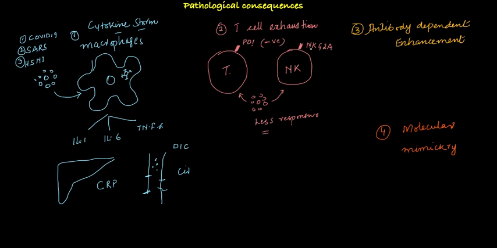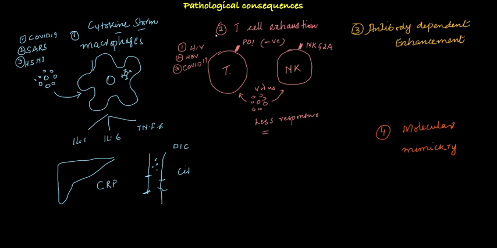It is caused by viruses triggering the expression of these negative receptors, and as a result T cells and NK cells will be less responsive to the infection. And this is caused by different viruses like HIV and hepatitis B virus, as well as COVID-19. They are known among many viruses. These are the ones that can lead to T cell exhaustion.